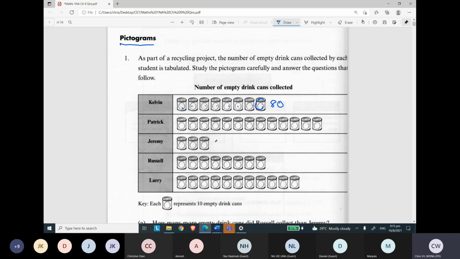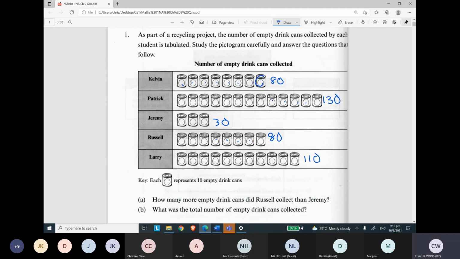You don't keep counting, you're wasting your time. This is 30. Then 80, 90, 100, 110, 130. Isn't it? Now it's 130. 40, 50, 60, 70, 80. 80. 110. Okay, always write down. I always told you, right? Always write down. Next.